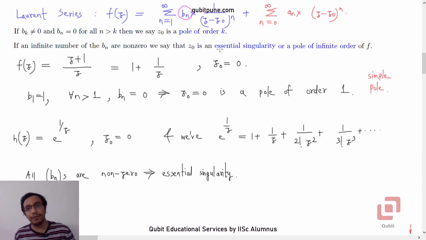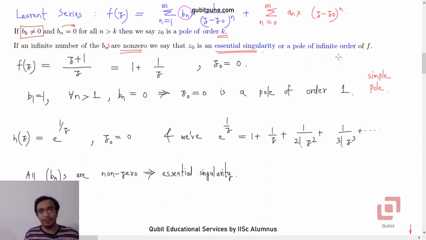So here goes the definition of order of the pole. If bk is not equal to 0, and for all values of n which are greater than k, bn is equal to 0, then we say that z0 is a pole of order k. And if an infinite number of the bn's are non-zero, we say that z0 is an essential singularity, or we also call it pole of infinite order.